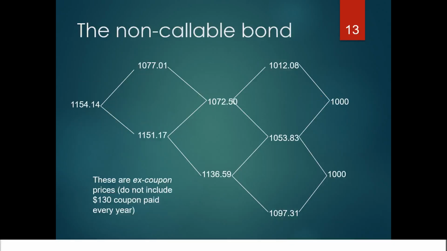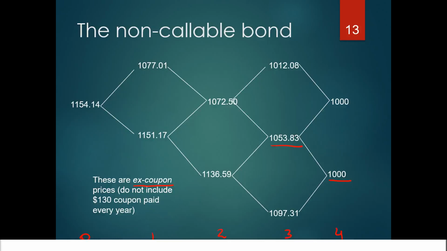So now we can compute the value of the non-callable bond. This is what I'm going to call the ex-coupon prices, meaning that, for example, at maturity, you're going to receive the price of the bond, the face value, plus the coupon, but these ones are before coupon. So you're going to receive basically 1,000 before coupon. In a second, we are going to see why.